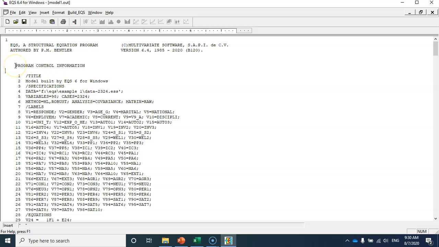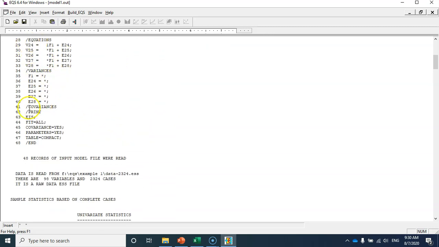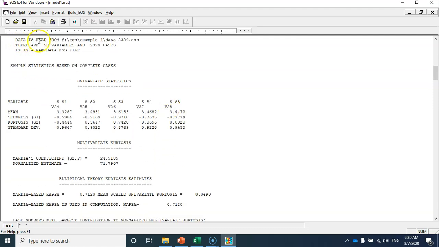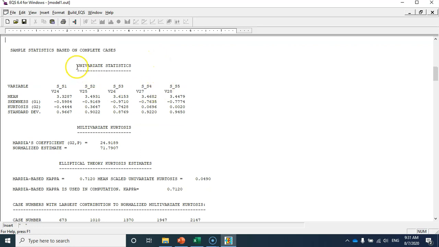The first section is program control information, and here you can see the content of the EQS input file, including the equations, variances, and all the other things. Then we have the path of the data file. Also note that we have 98 variables and 2324 cases in our data set, and our data is raw data. Then we have univariate statistics of the observed variables in our data set, which include mean, skewness, kurtosis, and standard deviation of the items.